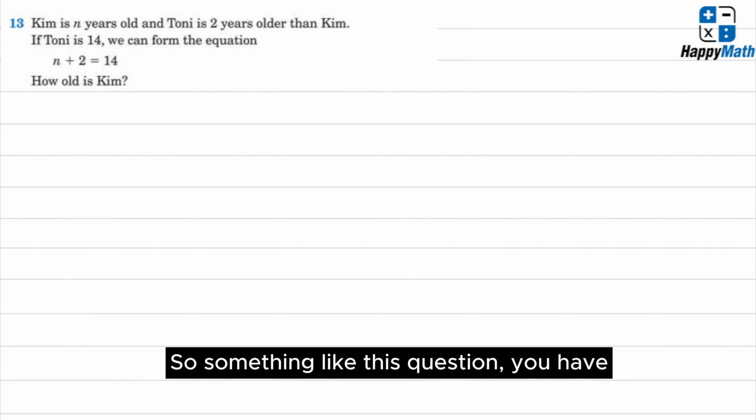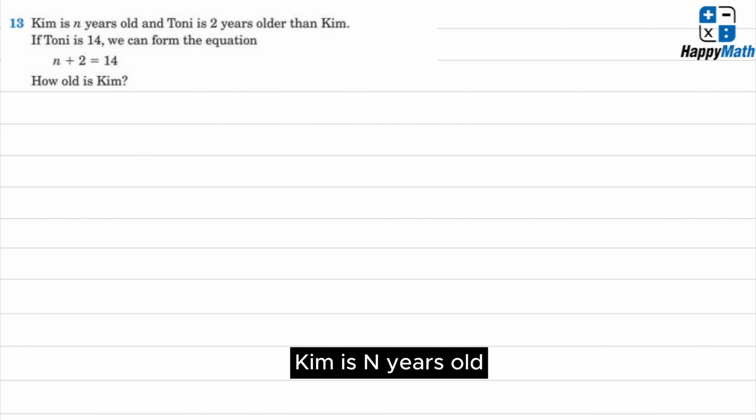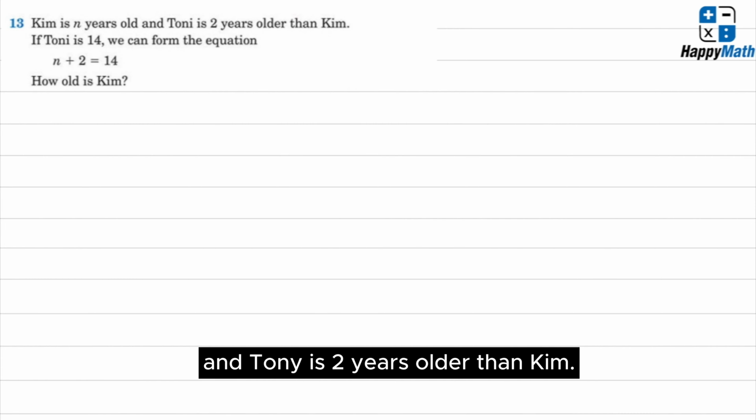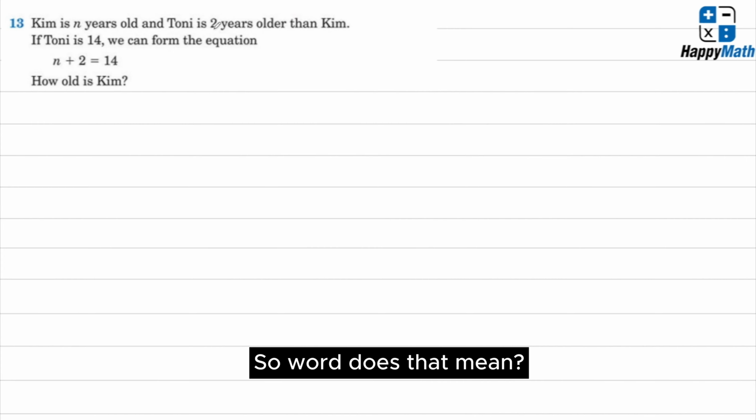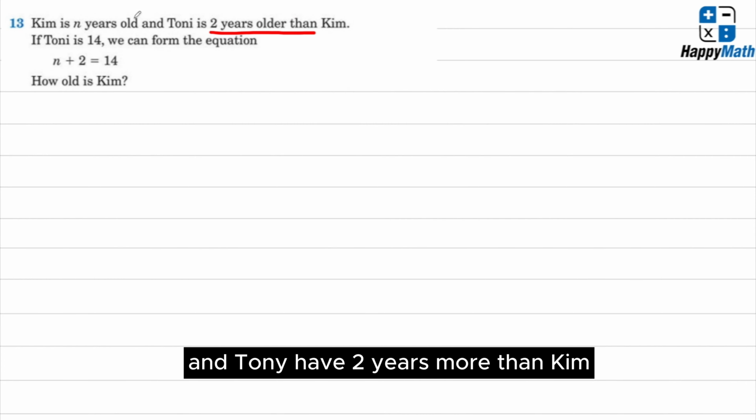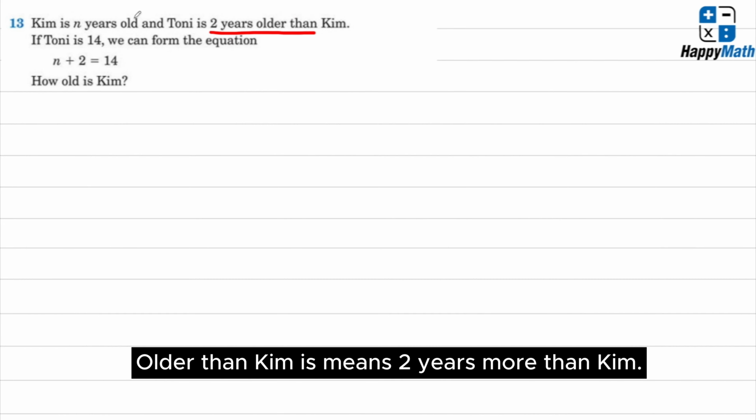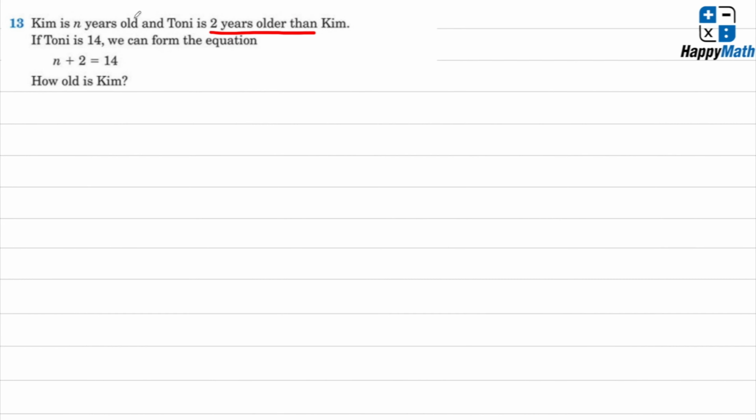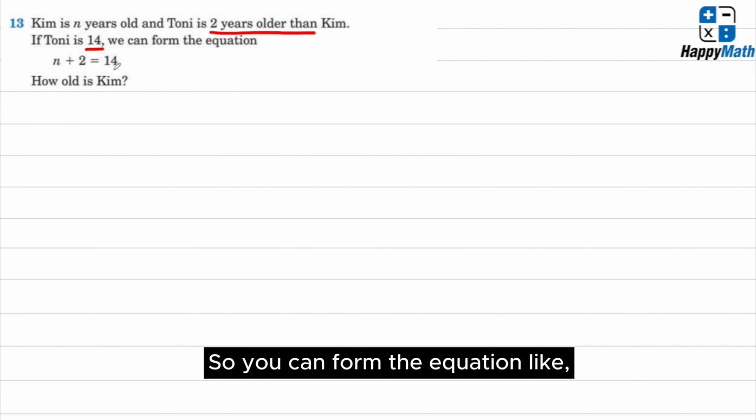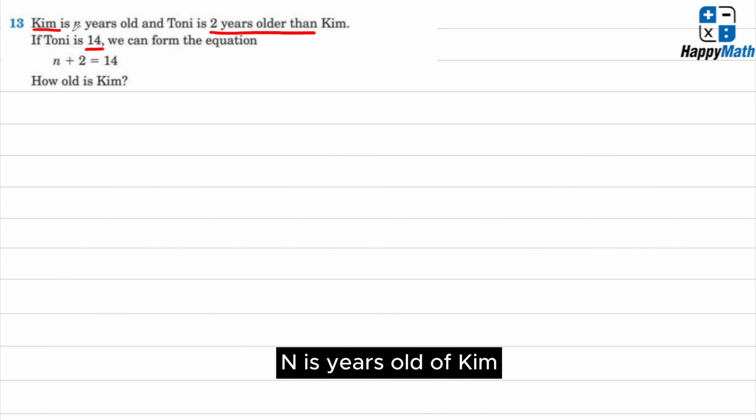Something like in this question: Kim is n years old and Tony is 2 years older than Kim. So what does that mean? 2 years older than Kim means Kim is n years and Tony has 2 years more than Kim. Older than Kim means 2 years more than Kim. So if Tony is 14, you can form the equation: n is Kim's age, plus 2 equals 14. Here is Tony and here is Kim. Kim plus 2 equals 14.